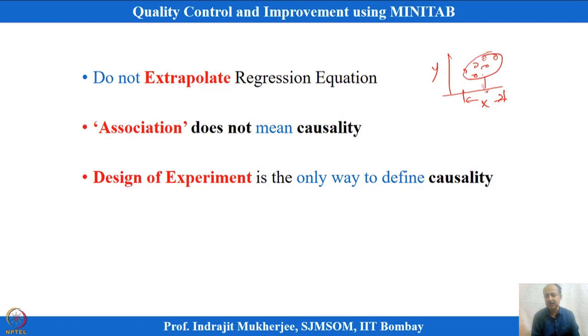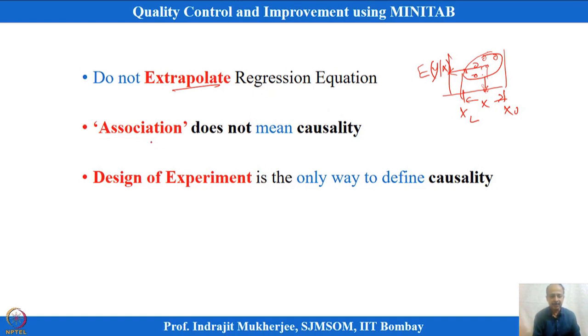So, at a given value of x, what is the predicted or expected value of y? So, the expectation of y for a given x can only be calculated within the domain or within the range of x over here. So, x upper bound and x lower bound, within this. So, no extrapolation is generally preferred in a regression equation.